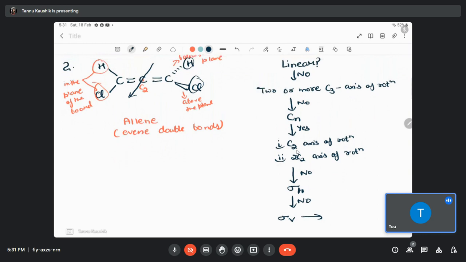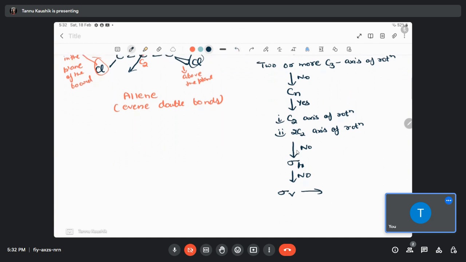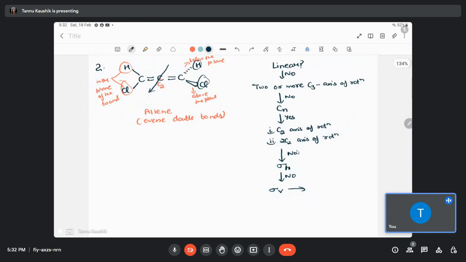Do we have vertical planes? No. Again, passing through this is one vertical plane if we take, and one is in the molecular plane. So these two planes are not giving any reflections of the atoms because we have different atoms present, that is, one is hydrogen and one is chlorine. So we are not getting an equivalent configuration. So we don't have vertical planes here.